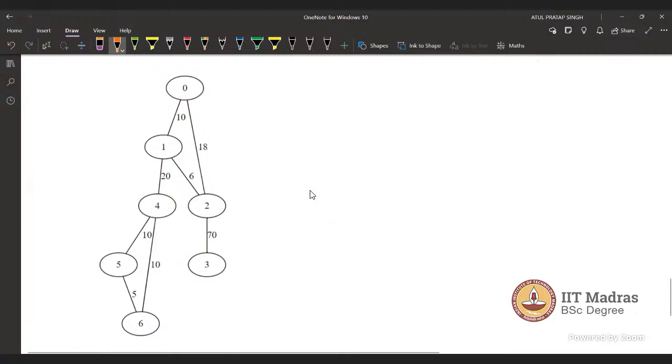The second algorithm is Kruskal's algorithm, where we find the spanning tree using the edge information. First we maintain a record of the edges, sorting them according to their weights in increasing order. How many edges are there? 1, 2, 3, 4, 5, 6, 7, 8. So there are 8 edges.